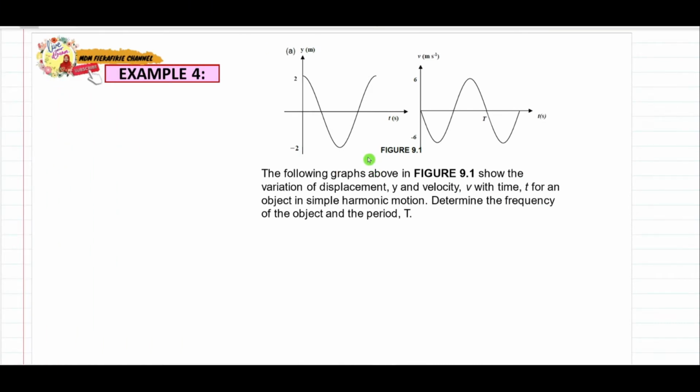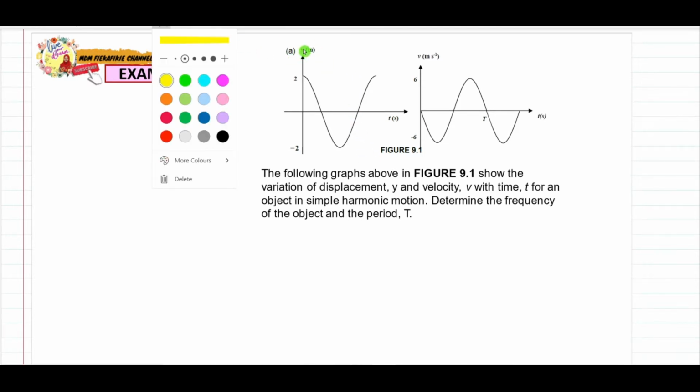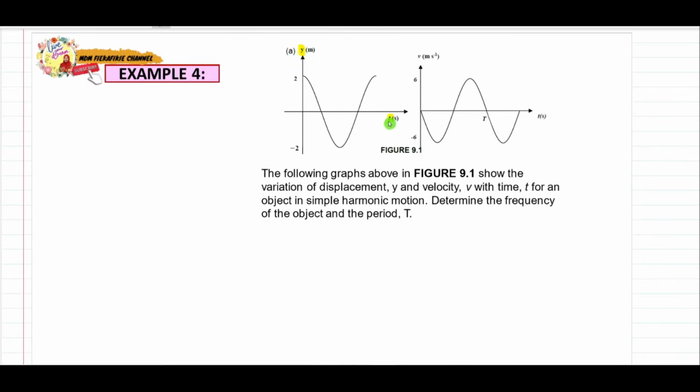So here we have two graphs, okay, which is graph displacement against time, and here we have graph V against T. Ada dua, okay. Alright, so yeah, determine the frequency of the object and the period. Okay, this is very simple. So we want to determine what is the frequency, and what is the period T?